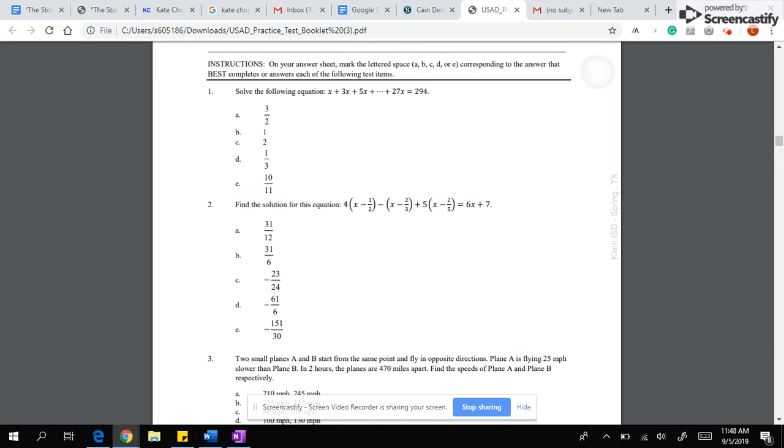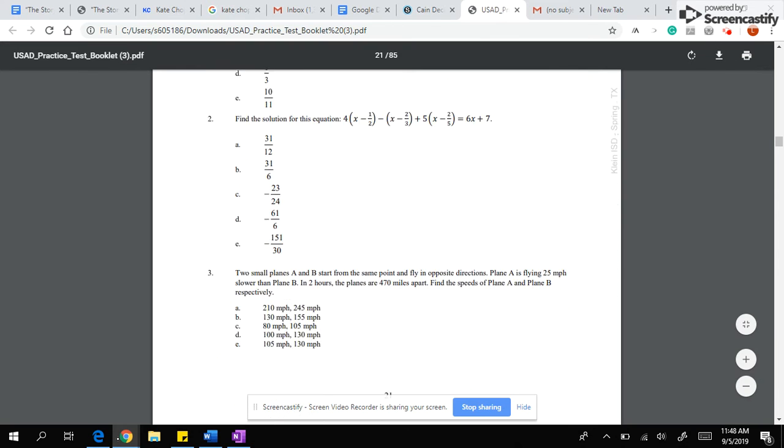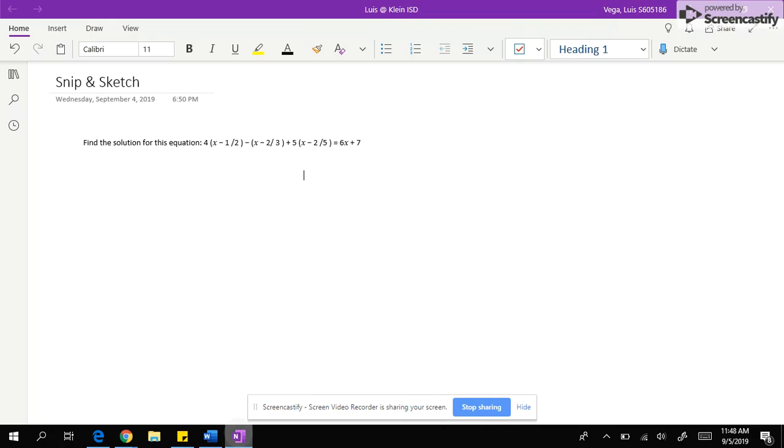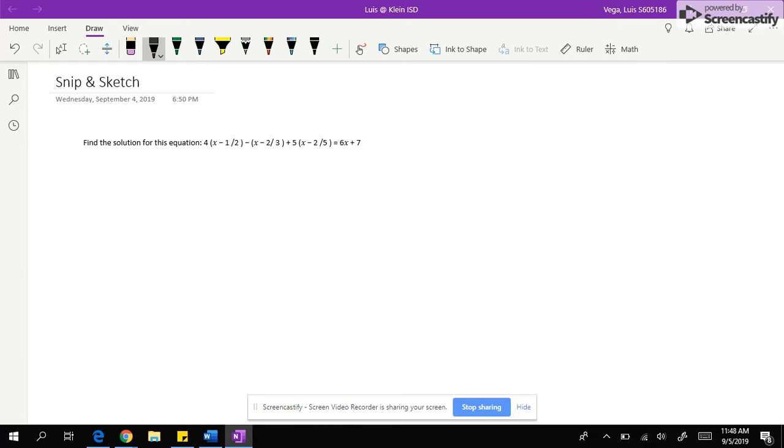Okay, so for this, I'm gonna be doing problem number 2. So here I have it copied, so you look at the problem while I'm doing it. So basically, what you're gonna do first is just asking you to find the solution. So what that means is that you just solve for x, right? Or you could look at it another way, to make the solution true.